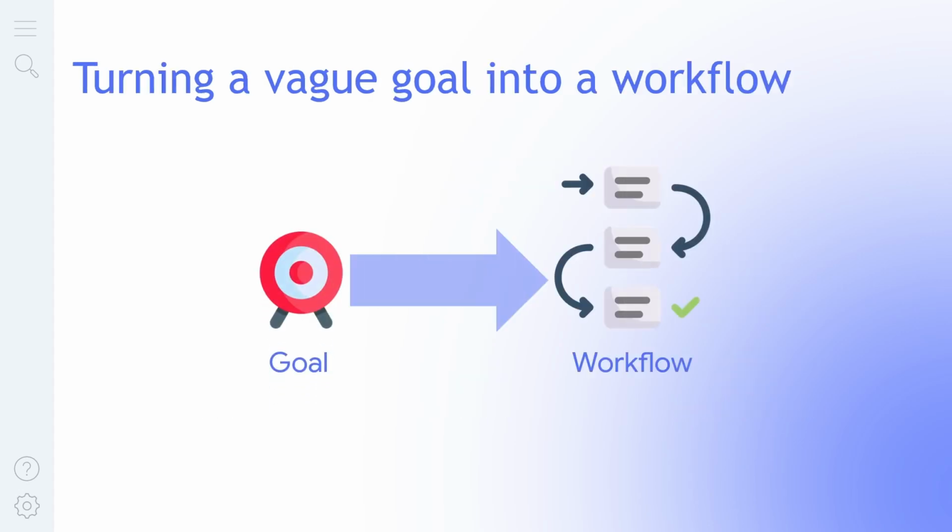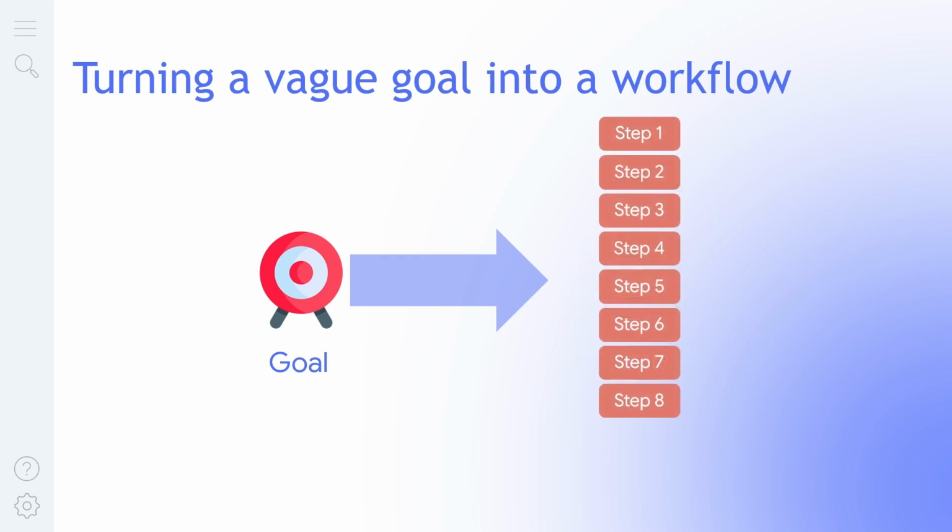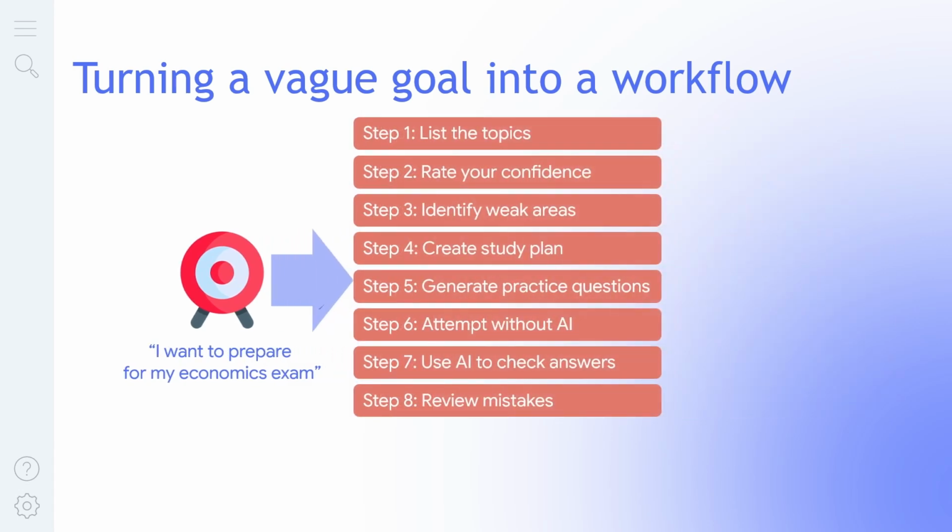A lot of the skill here is turning a vague goal into a workflow, and the way to start is decomposition: breaking a big goal into smaller steps. Suppose your goal is "I want to prepare for my economics exam." That's a wish, not a process. Decomposed, it becomes a workflow. List the topics covered, rate your confidence on each, identify your weak areas, create a study plan, generate practice questions, attempt them without AI, use AI to check your answers, review your mistakes, and repeat.